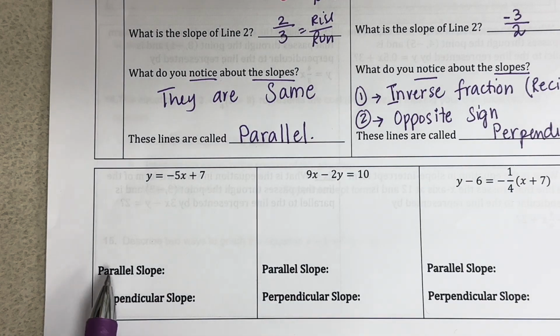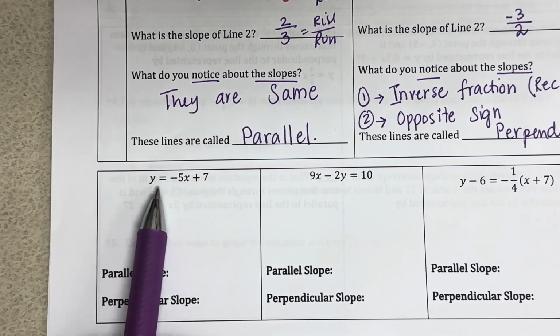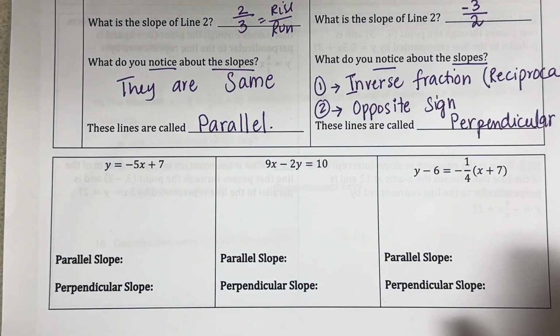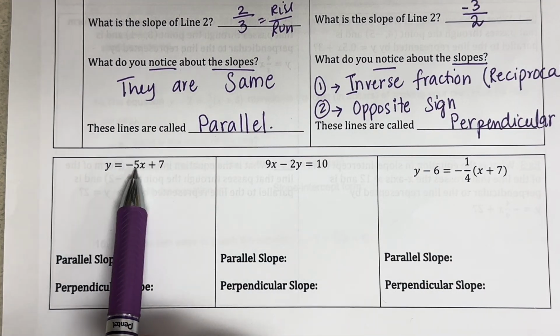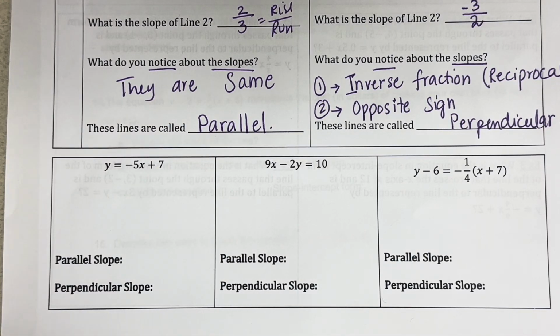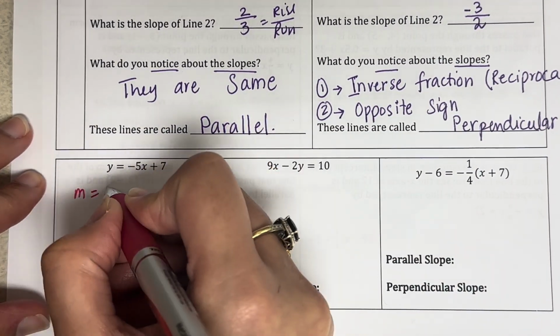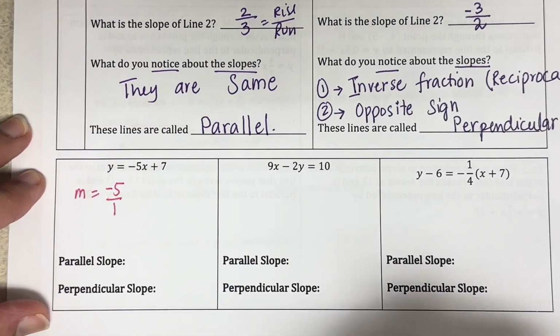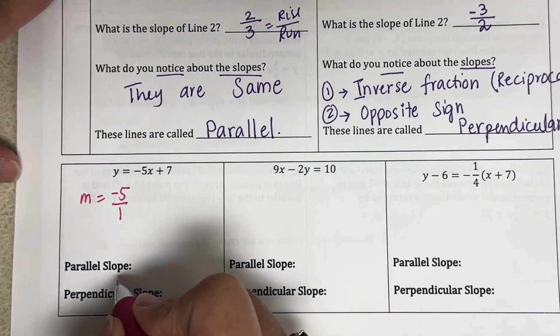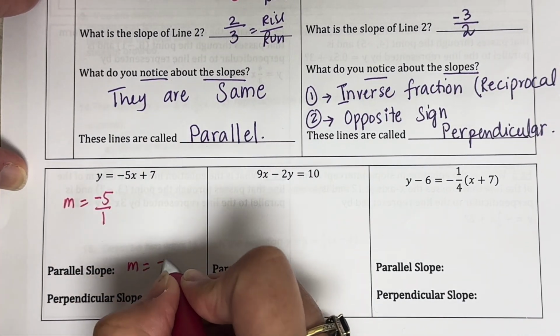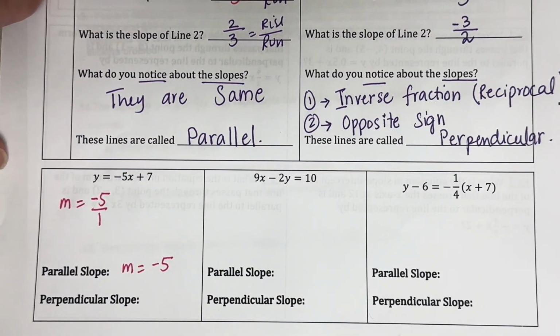First question, I need the slope. I have an equation, y equals -5x plus 7. They want me to figure out the slope of the parallel line and the slope of the perpendicular line. If I have to find the parallel slope, I have to go by the fact that parallel lines have the same slope. So I'm going to identify the slope over here. The slope is -5 over 1. So for the parallel line, my slope should be the same, so it should be -5. That is for my parallel line.